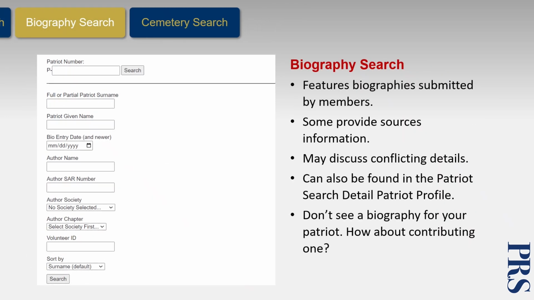The Biography action tab allows you to search by the Patriot name, but offers many other ways to search, such as by the author's name or national number, by state society, and by chapter. This can be helpful if you're interested in how many biographies you've written for the PRS. Biographies don't have to be only for your Patriot. They can be written for any Patriot that doesn't have one. So, if you don't see a biography for your Patriot, please consider contributing one.